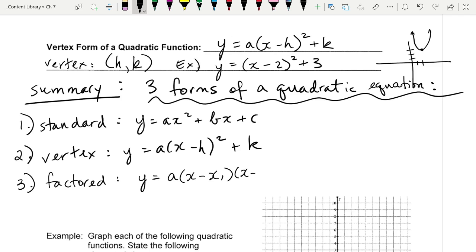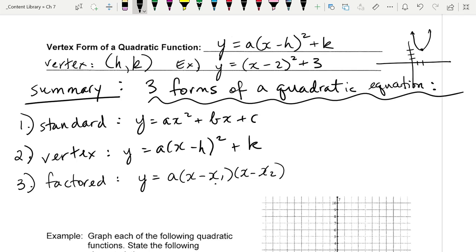When you say solve this equation, what do you want us to do? That's an excellent question. If a question says solve a quadratic equation, that means figure out what x is. Find the x-intercepts. So of the 3 forms, which of the forms is the most useful if what you want to do is solve? The factored form, because it has the x-intercepts right here.